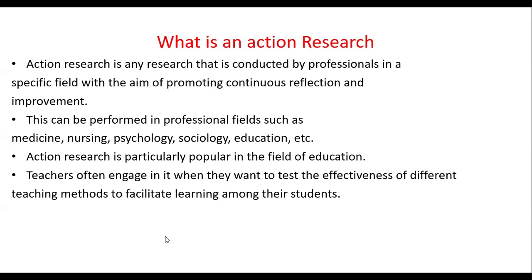Right. So action research is a practical research. Now we know about surveys and experimental research. There are two types of research, scientific research and action research. The scientific research consists of all these surveys and experimental research. So action research is something very practical, right? It is conducted by professionals in specific fields. Their aim is to promote continuous reflection and improvement. If they have something they want to improve, they use action research.